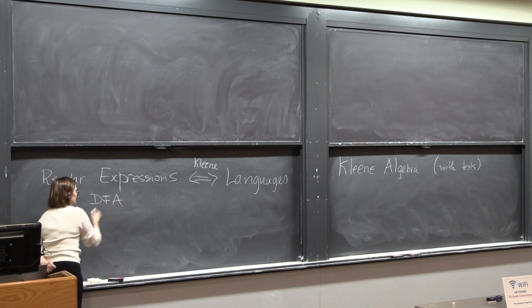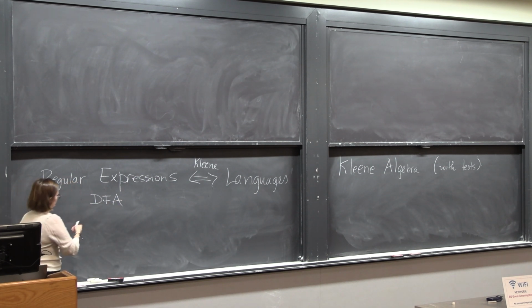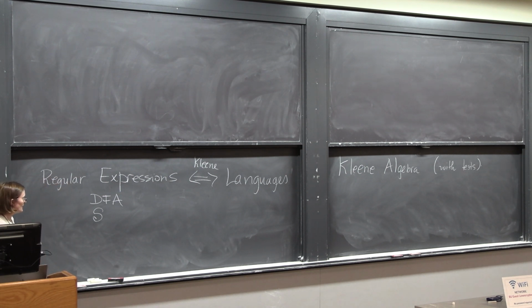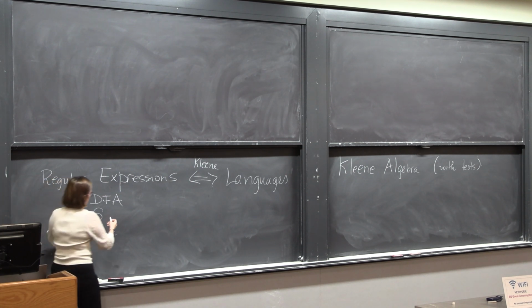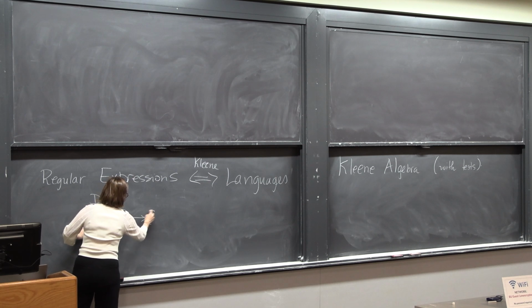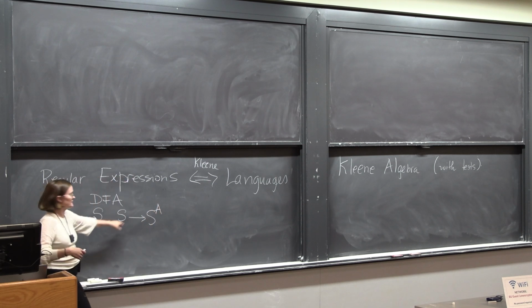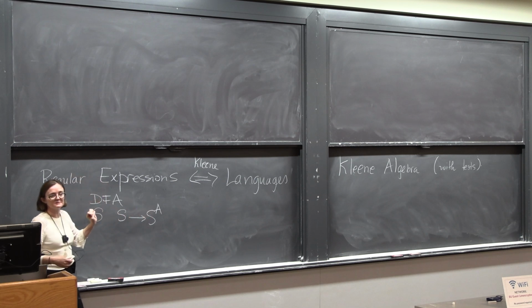And a DFA has a set of states, let's say S. And for every letter in the alphabet, I have this transition function that for every state and for every letter gives me the next state.